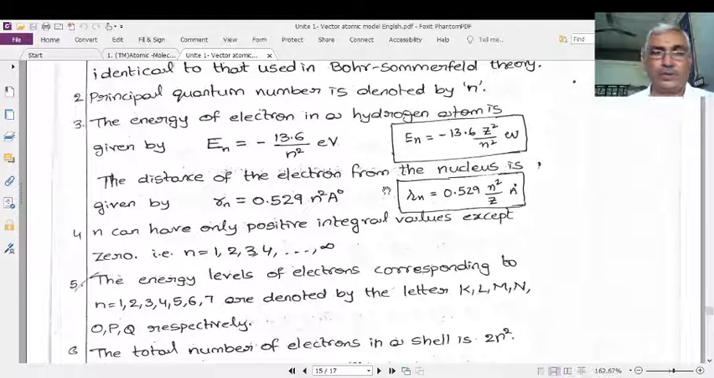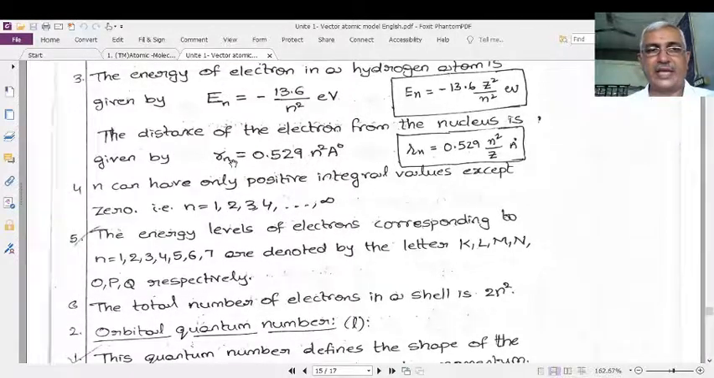We can also have the radius of the orbits by means of this formula. The radius of any orbit of hydrogen is equal to 0.529 into n square angstrom units. This may be extended for other atoms also. Only there is Z in the denominator. If you put n is equal to 1, 2, 3, and so on, you will get the size or radius of the first, second, third, fourth and fifth orbits of hydrogen. Thus, it will give the energy as well as the radius of the orbit.